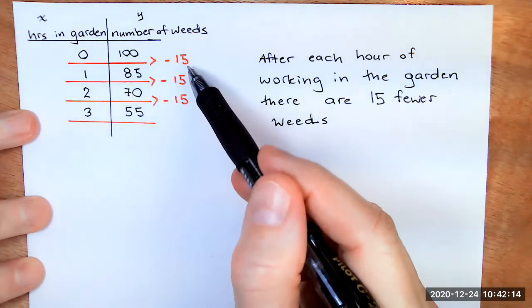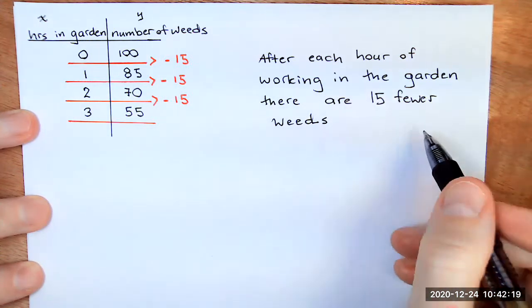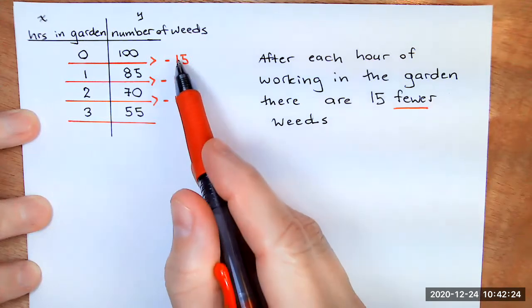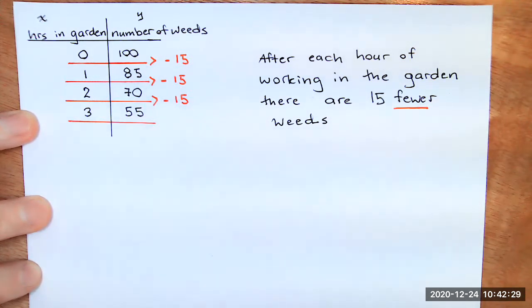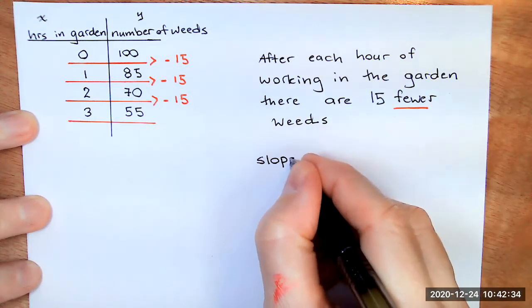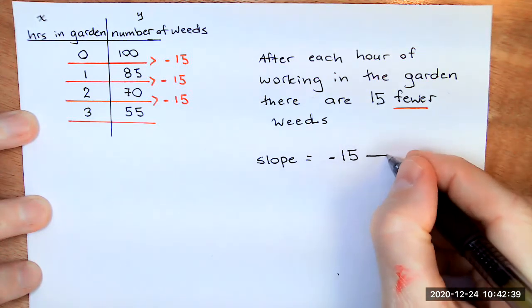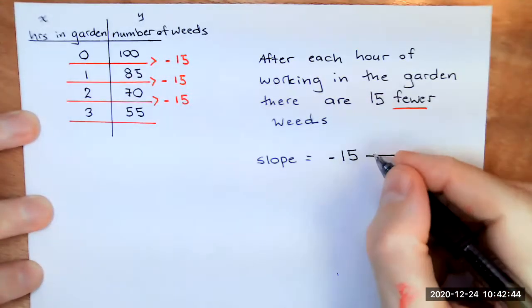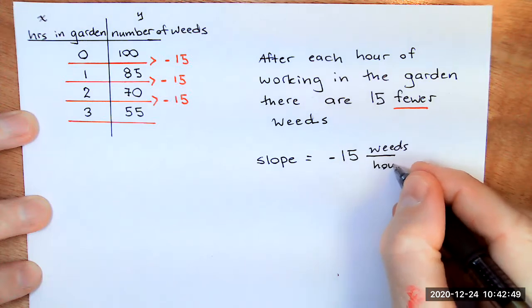All right, so you subtract, and for each additional hour, there are 15 fewer weeds in the garden. So this slope is negative because this is a decreasing function. So the slope of this linear function is negative 15, and the units are going to be the units of y divided by the units of x. So that's weeds per hour.